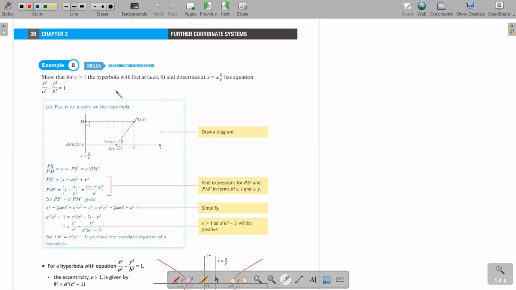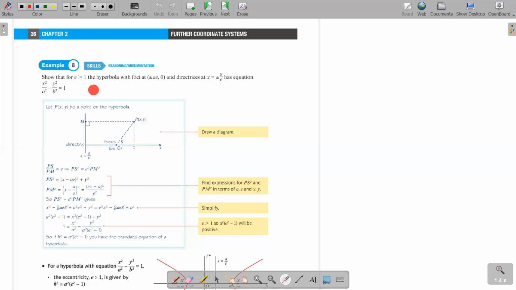So now we are back to the hyperbolas, and we are going to find the eccentricity equation, the equation relating a, b, and e in a hyperbola. This is an example that's really important. Let's discuss it. They say, show that for e greater than 1, the hyperbola with foci plus or minus ae, 0 and directrices x equals plus or minus a over e has the equation x squared over a squared minus y squared over b squared equals 1. You know, the equation for a hyperbola has a negative sign in the middle, right?